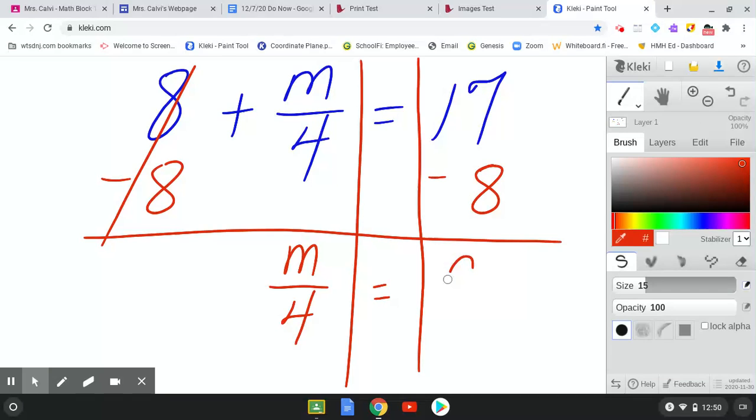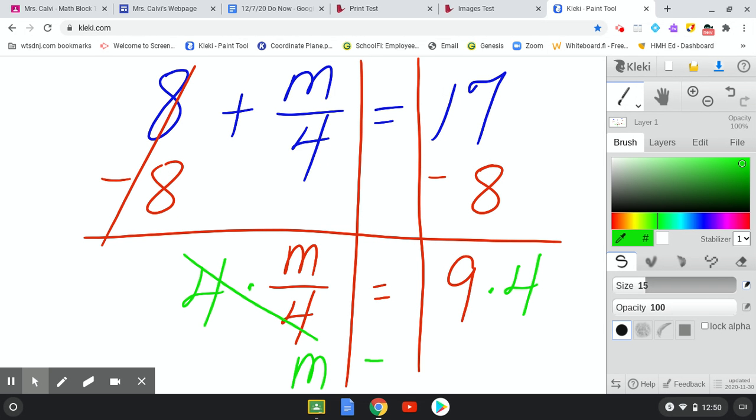Okay, that gives us 9. So now this is a division problem with my variable. I'm going to use multiplication to get rid of that 4. So I'm going to multiply by 4 on both sides. These 4's cancel. M is equal to 9 times 4 is equal to 36.